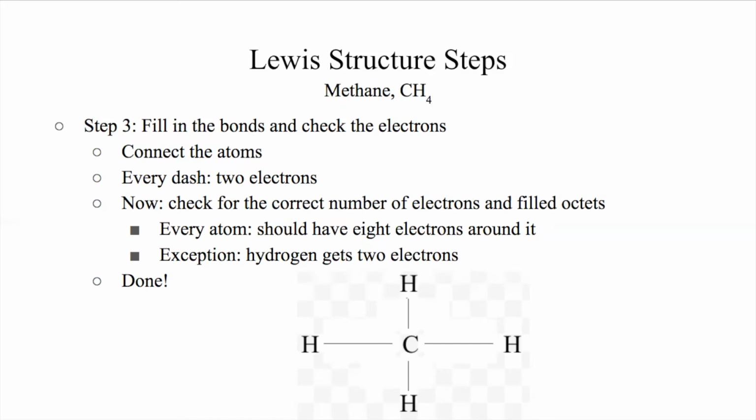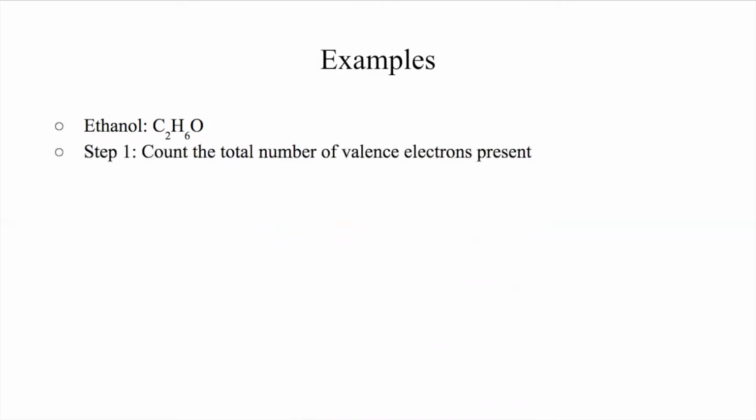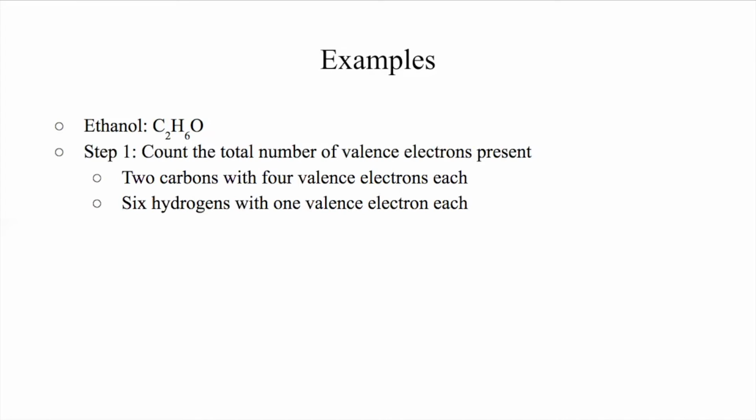We just drew a Lewis structure. Let's do some more examples. Feel free to pause this video and draw on your own before checking your answers. Ethanol, an alcohol found in automobile gasoline, has the molecular formula C2H6O. Like with methane, our first step is to count the total number of valence electrons present. Each carbon atom has 4, each hydrogen atom has 1, and the oxygen atom has 6, which we know from the periodic table.